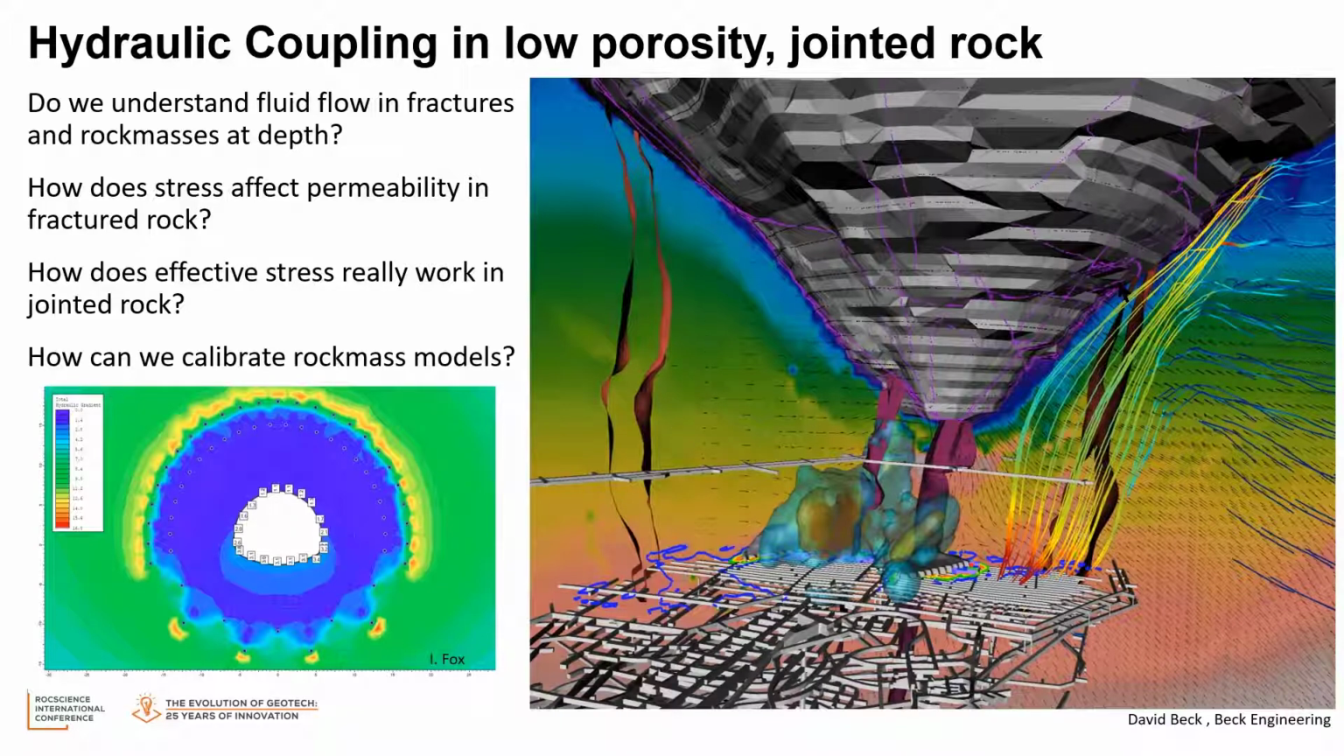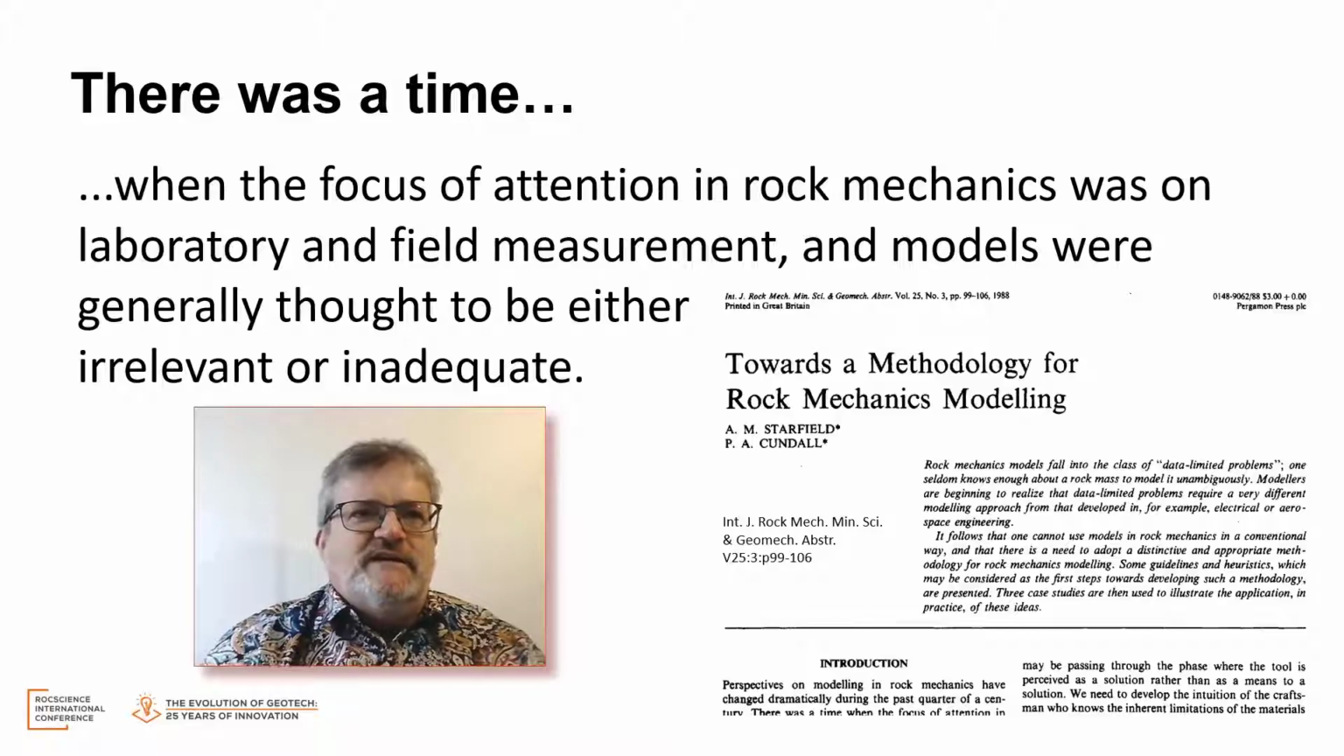And then we have the challenge of hydraulic coupling. In low porosity jointed rock or high porosity rock, we have tools that allow us to look at drainage, effective stress. The image on the right is from Beck Engineering, a full mine-wide, fully hydraulically coupled jointed rock mass model, looking at how rock mass movements around the mine affect the structure, which in turn affects permeability, which in turn affects the hydrological regime. But how do we understand the fluid flow and the fractures in the rock mass at depth in a constitutive way? How do the stresses affect the permeabilities? We have models for that, but how do we validate it, verify it?